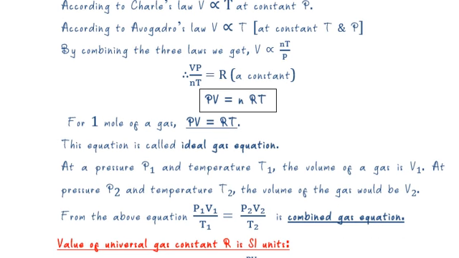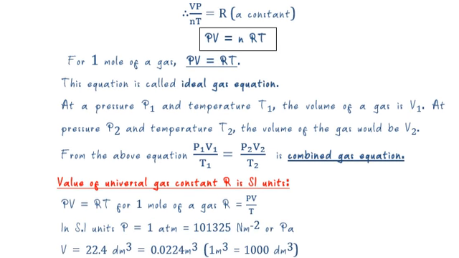At a pressure P1 and temperature T1, the volume of a gas is V1. At pressure P2 and temperature T2, the volume of the gas would be V2. From the above equation, P1 V1 by T1 is equal to P2 V2 by T2. This is called the combined gas equation.